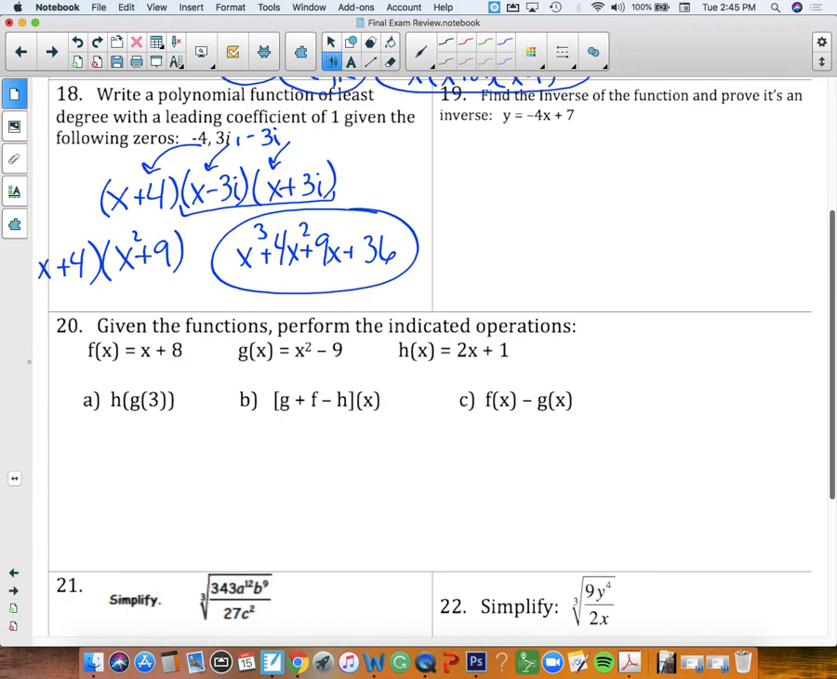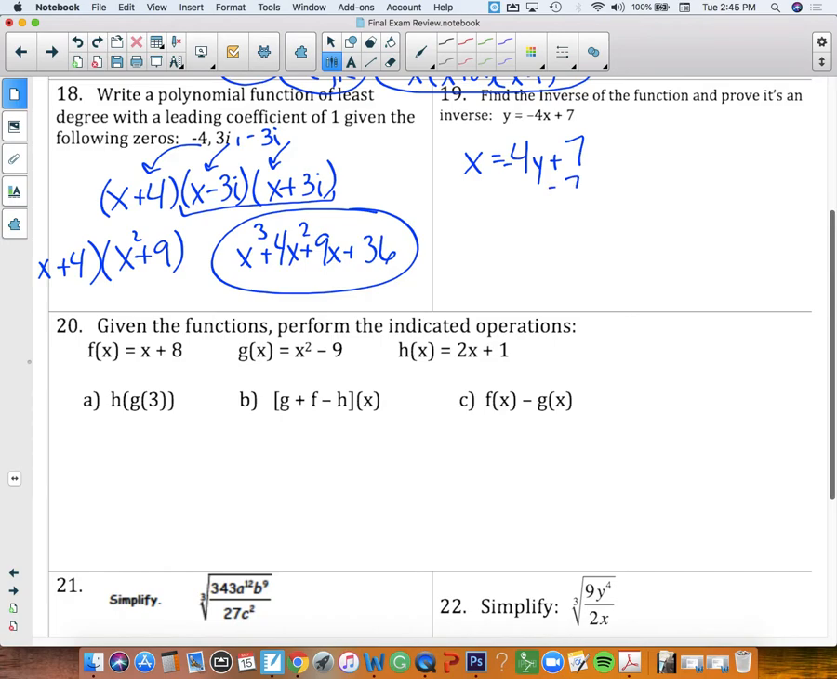Inverses, there are inverses on the final for sure. Find the inverse of the function and prove it's an inverse. So, inverses, you've got to switch the x and y to get started. All right, you switch the x and y around. So what does that look like? Well, I'm just going to put an x on the left and put a y on the right. And then I solve for y again.